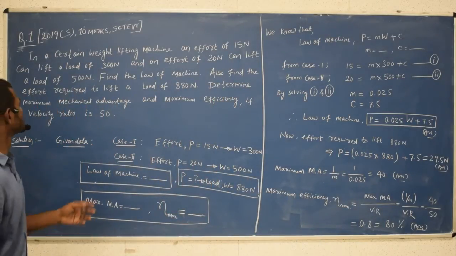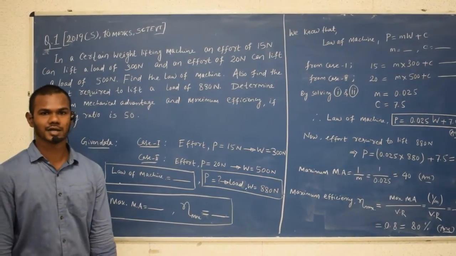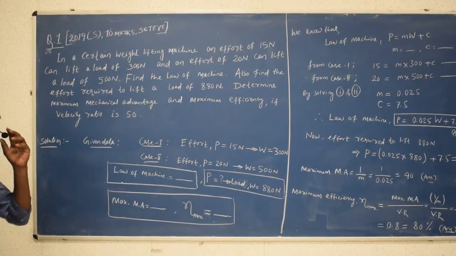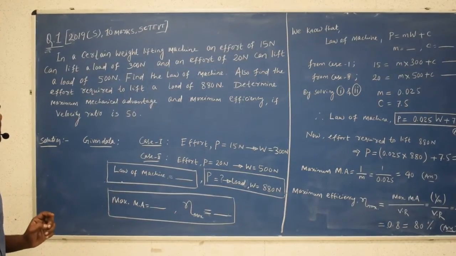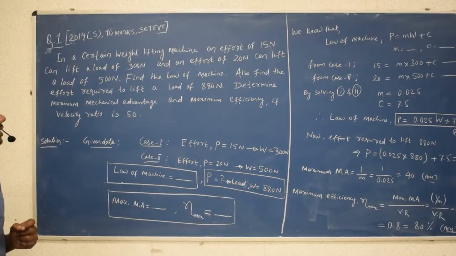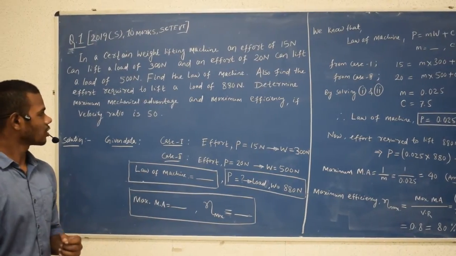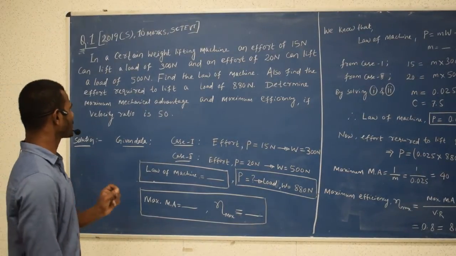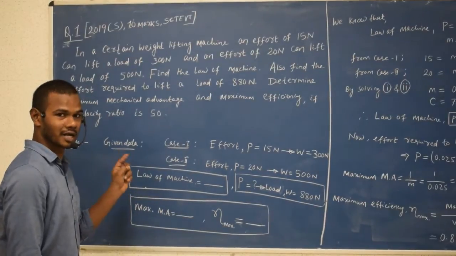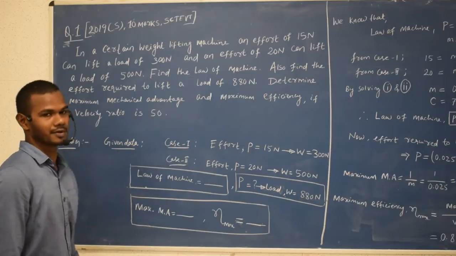See here the first question. It was asked in 2019 summer, 10 marks, in the SCTVT semester examination. The question: in a certain weightlifting machine, an effort of 15 Newton can lift a load of 300 Newton, and an effort of 20 Newton can lift a load of 500 Newton. Find the law of machine. Also find the effort required to lift a load of 880 Newton. Determine maximum mechanical advantage and maximum efficiency if the velocity ratio is 50.